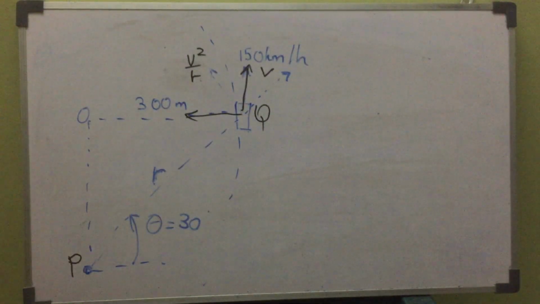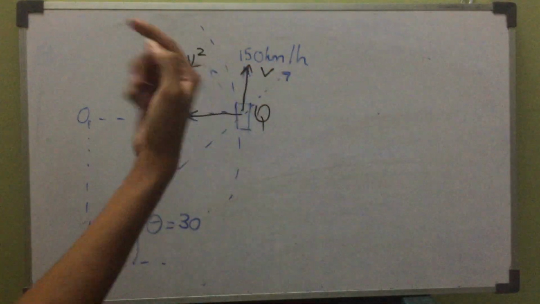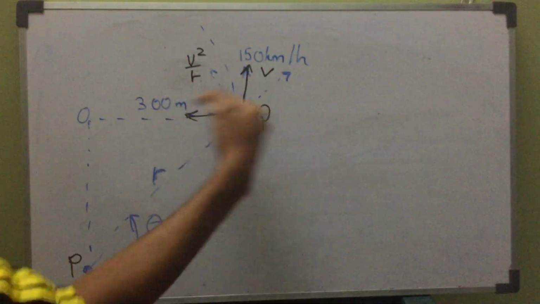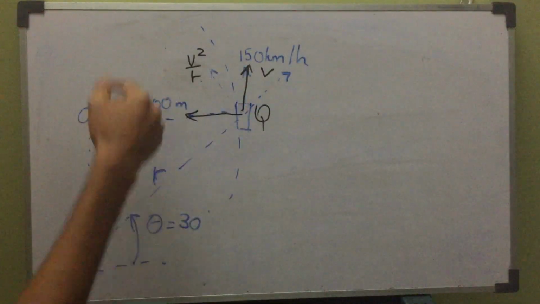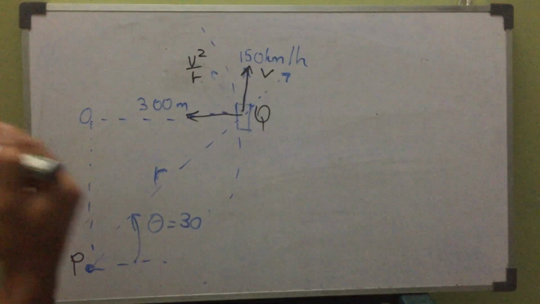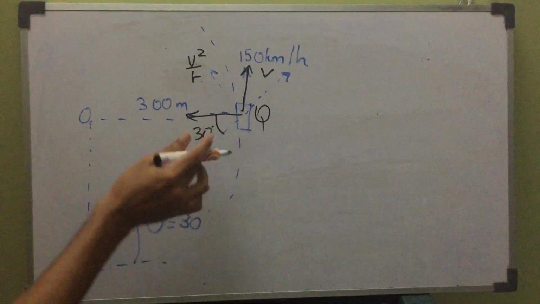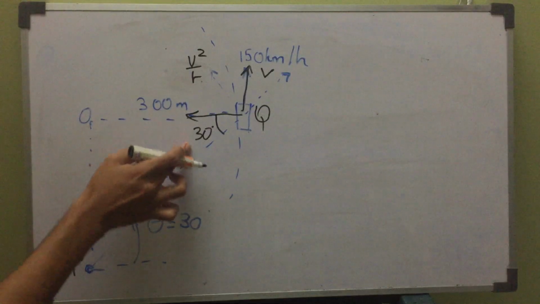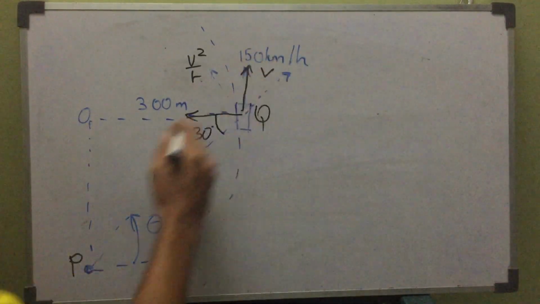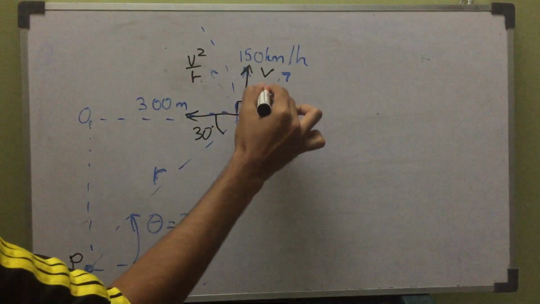But I have already mentioned the particle has the velocity in this direction, 150, and the radial acceleration would be in this direction towards the center, because it has a simple circular motion. So we can directly find, as this is 30 degrees, we can get the component over here and find the radial acceleration. So let's start from this 90, and this would be 60.